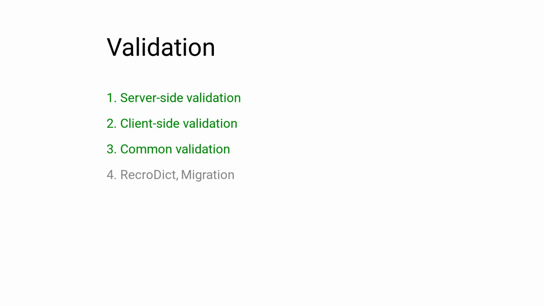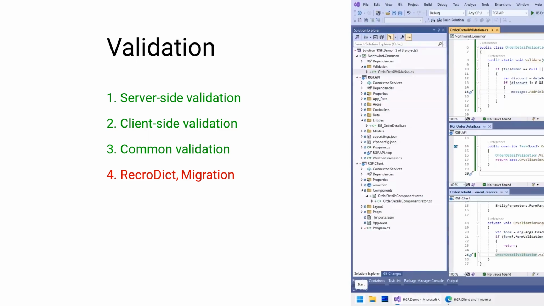Greetings everyone. This is the bonus module of the Recrogrid Framework Form Validation course, where I'll place the previously created validation error messages into the Recrodic dictionary and create a new migration version for the entire modification. Let's dive in.